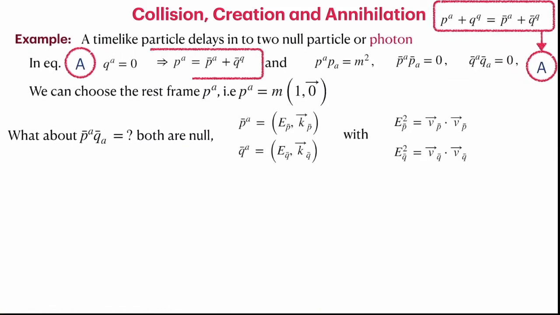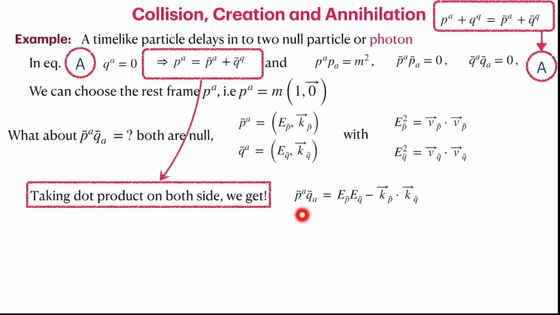Now let's find out the dot product. We simply apply these two. Let's take the dot product explicitly. P bar^A dot Q bar^A gives you E_P bar into E_Q bar minus K_P bar dot K_Q bar. Now we take this equation and take the dot product with both sides. We get P dot P, that is m square, is equal to 2 P bar^A dot Q bar^A, because P bar squared is equal to 0. Same way Q bar squared is also equal to 0.